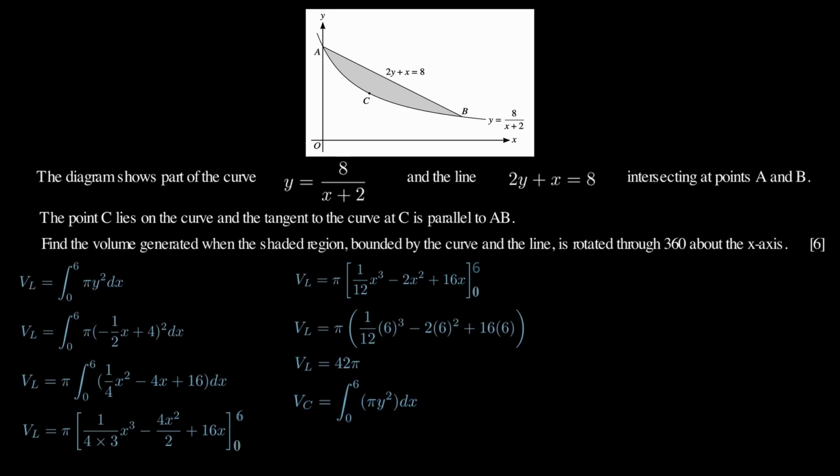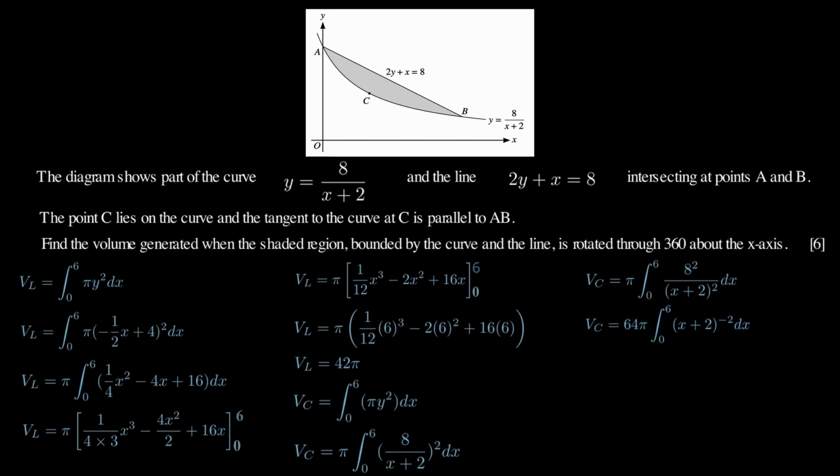till 6 of pi y squared. Now instead of y here, I just have to input the equation of the curve. By distributing the power of 2, I'll get 8 squared over x plus 2 squared. Just like before, I can put the 64 pi outside the integration and bring the binomial to the top with the power of -2. Now we can integrate that. We increase the power of the binomial, which is going to be -1, and I have to divide by it, which is going to be 1 over -1 multiplied by x plus 2 to the power of -1. Again, the lower boundary is going to be 0 and the upper boundary is going to be 6.